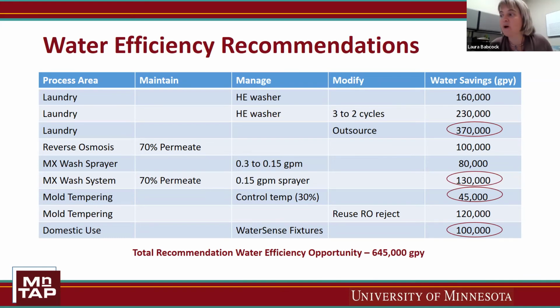And tempering the water, if you control the temperature instead of just letting the temperature flow where the water leads, you can save 45,000 gallons of water. And domestic use, if you use WaterSense fixtures, you can shave off about 20% of the water use, or 100,000 gallons. So just there, we identified 645,000 gallons of water opportunity against their 500,000 gallon goal.